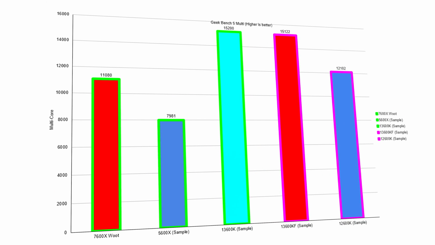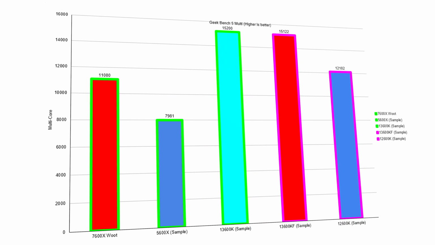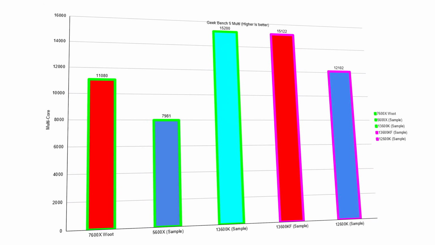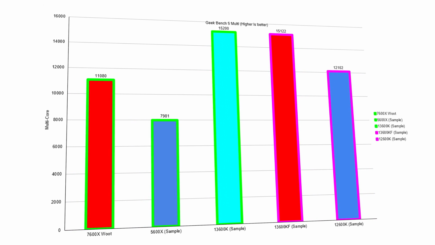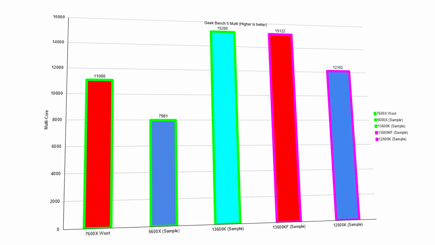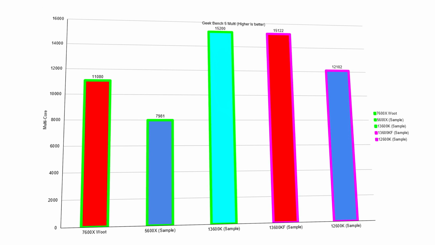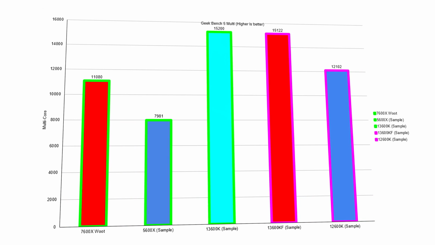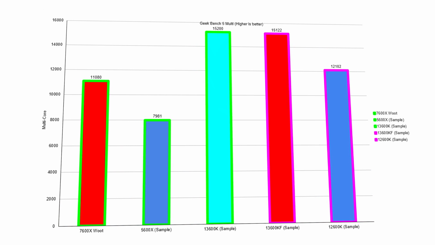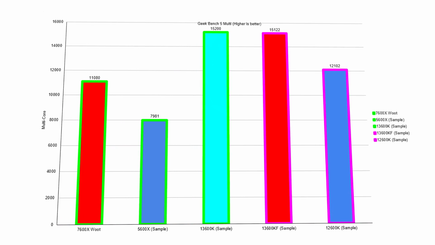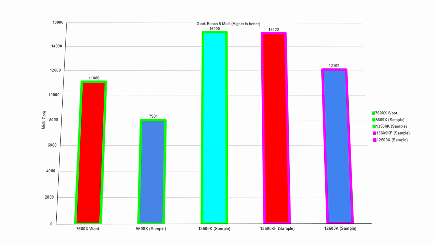On to Geekbench 5 multi-core performance, we see that the 7600X got 11080 and the sample from the 5600X got a 7981. Now this is just confirming what we've seen from all the previous results. The 13600K sample coming in at 15200, the KF coming in at 15122, and then we have the 12600K there for reference. So again, being dominated on multi-core performance.